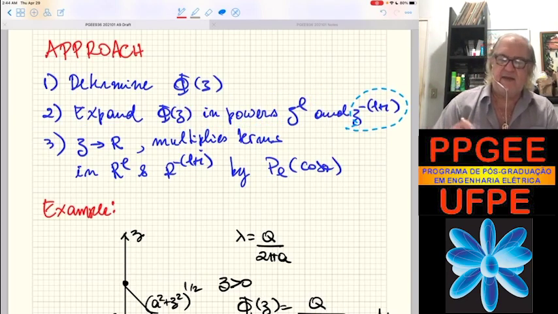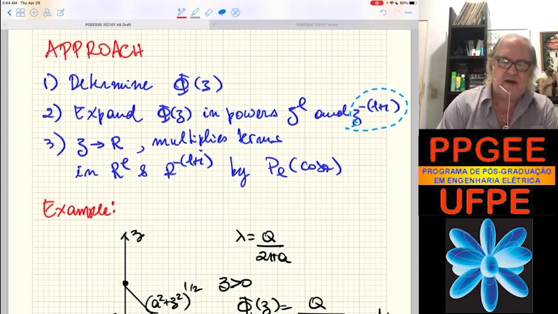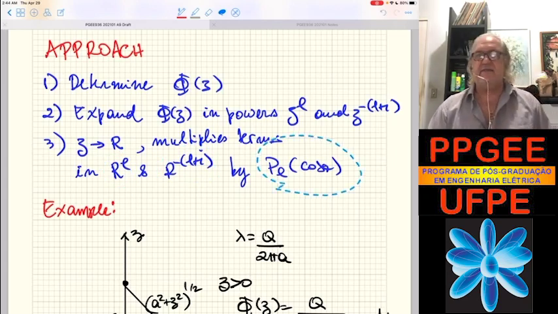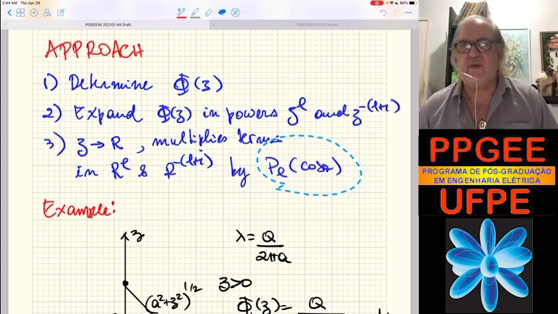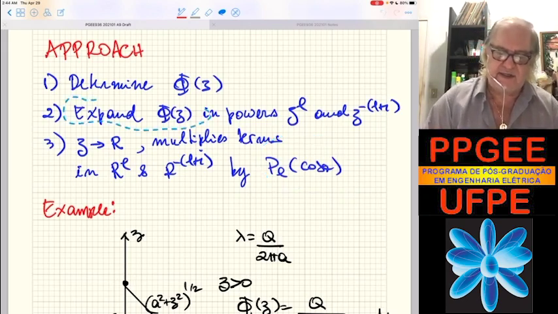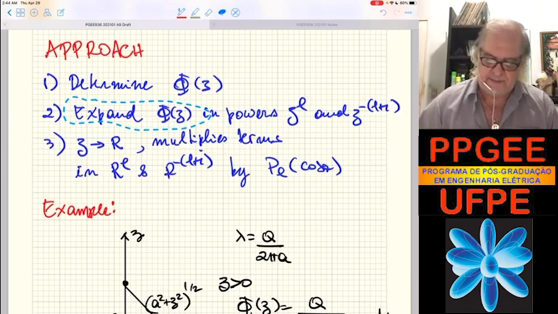So what happens? If you want to find the general solution, you just change z back to r, and each term, r raised to l and r raised to minus (l plus 1), has to be multiplied by P_l of cosine theta, because that's the structure of the solution. So it's a very simple approach to solve problems. The only difficulty is to expand the function, right? Generally, we use a Taylor series expansion to do that.